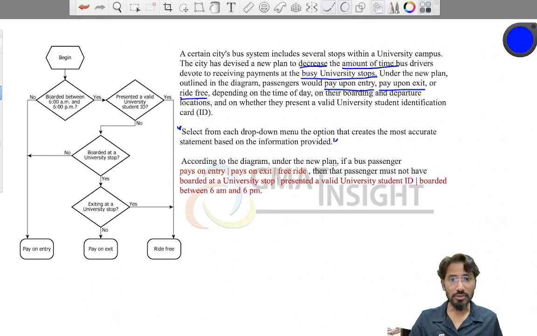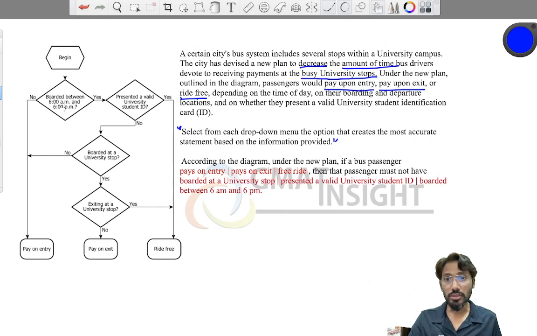According to the diagram under the new plan, if a bus passenger... alright, so let's just quickly see the graph. Begin, boarded between 6 a.m. and 6 p.m. If yes, then present a valid student ID. If you present a valid ID, then you ride free. So that's how this graph goes. If you don't present a valid ID, then check whether you board at the university stop. If you boarded at the university stop, if yes, then exit at a university stop, yes. And if yes, once again you ride free. But if no, then you have to pay on exit.